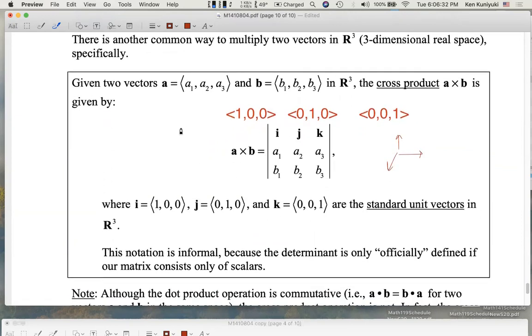And the idea is that, well, let's say vector A is here, and vector B is here. Then A cross B might be like this vector here. The cross product vector might be like this. It's orthogonal or perpendicular to both vectors here.